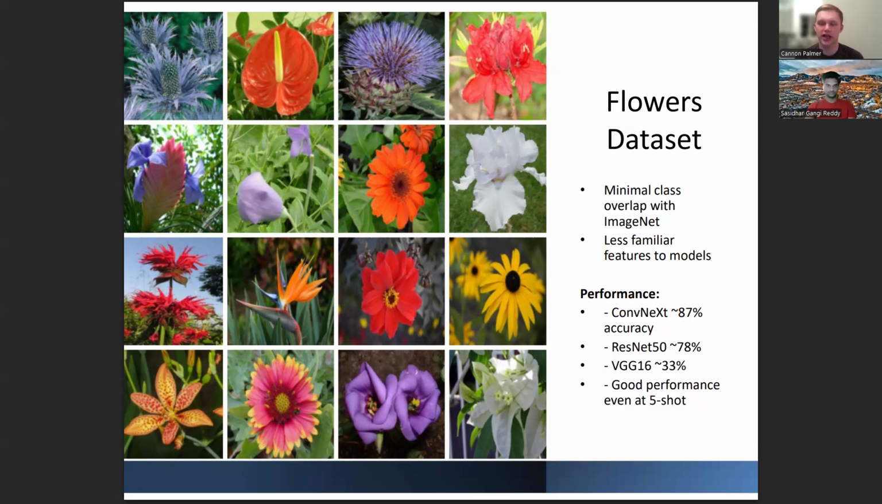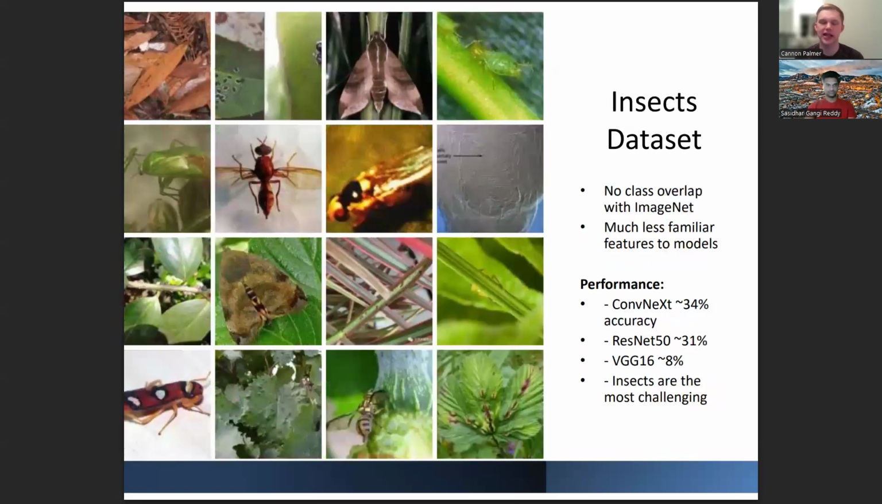And our third dataset was the insects dataset. This dataset was the most complex for our models by far because there was very little overlap with ImageNet, and a lot of the features that these insects had were not familiar to the models at all. This showed in the performance of our models, where ConvNeXt and ResNet 50, which performed the best, saw a significant decrease in their accuracy percentages, and VGG16 also decreased in accuracy.